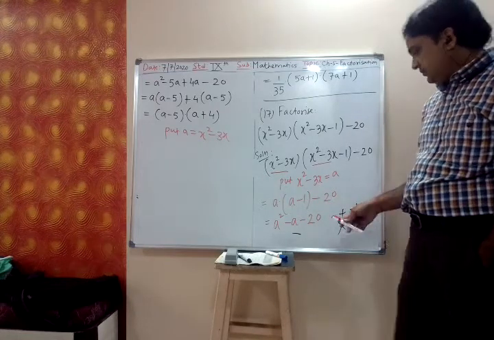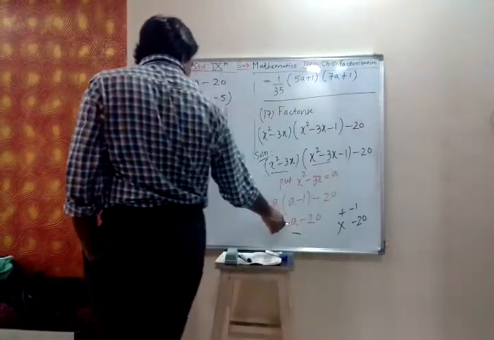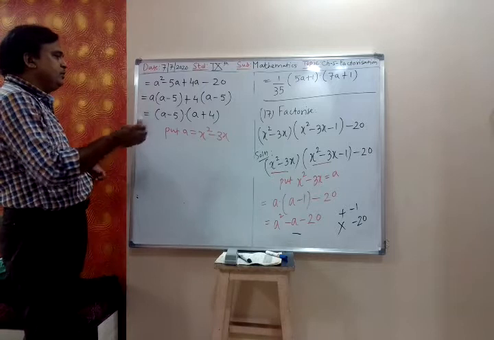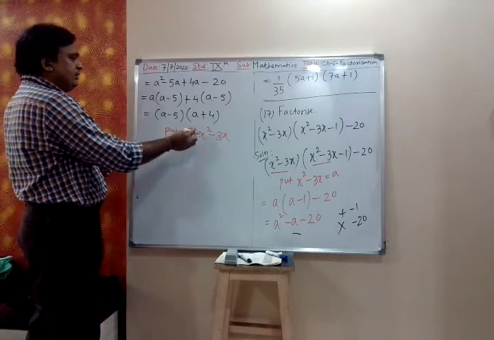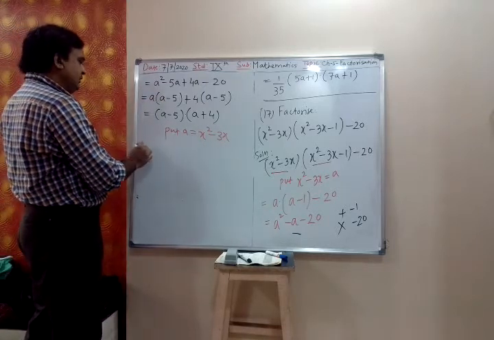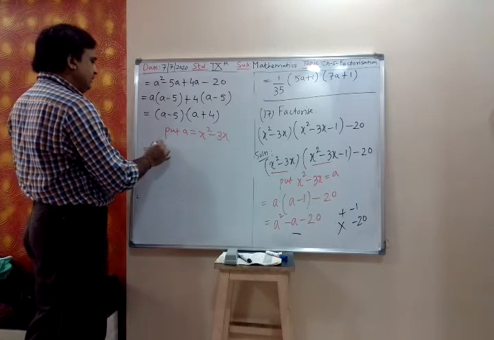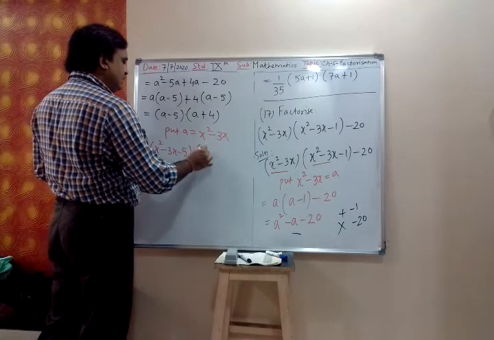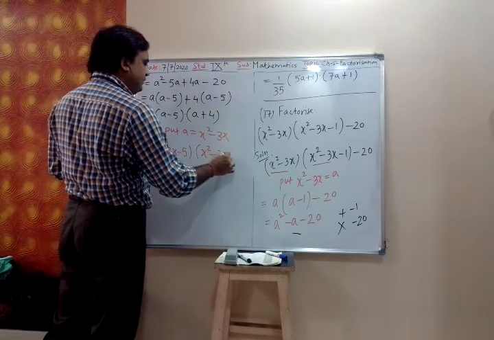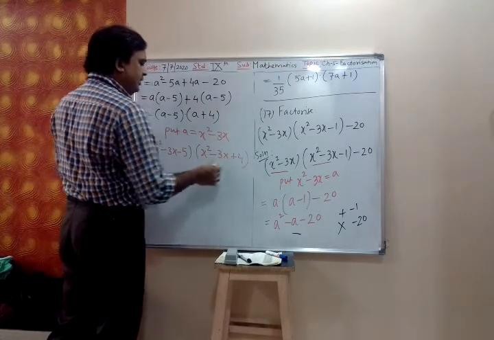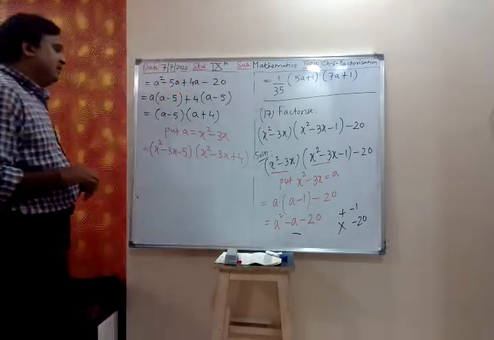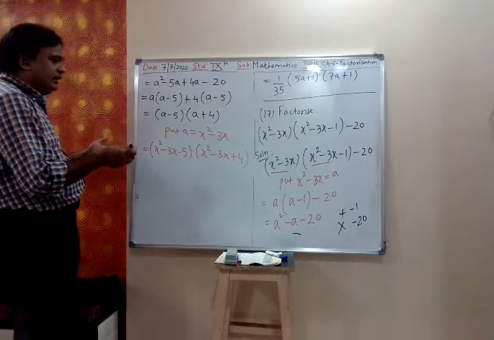Now find two numbers whose sum is minus 1 and multiplication is minus 20: minus 5 and 4. So put a is equal to x square minus 3x. This becomes (x square minus 3x minus 5) into (x square minus 3x plus 4). Now this is not the final answer, remember. Again it is quadratic.